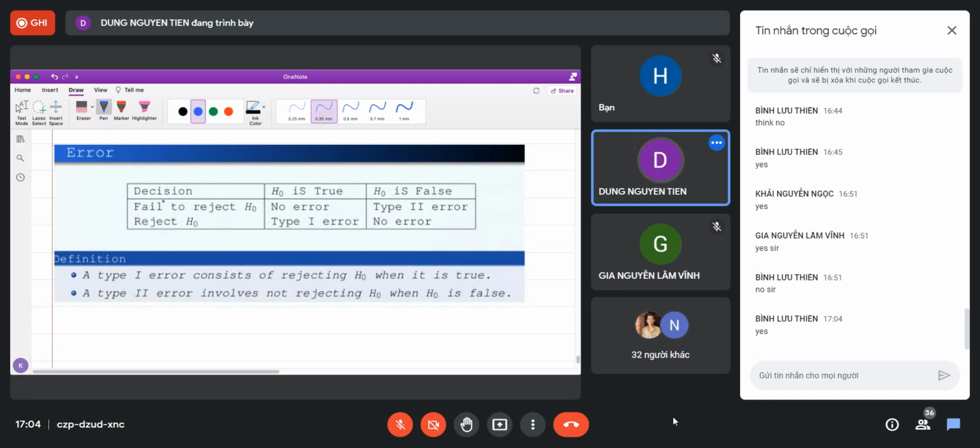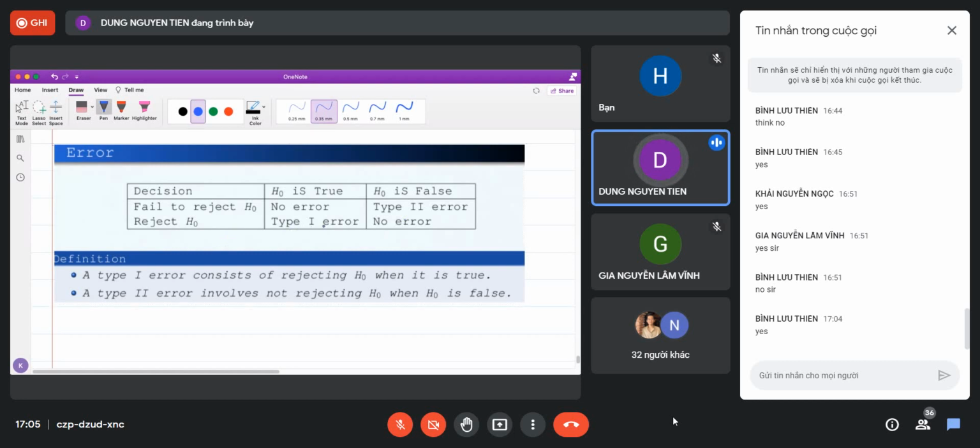Now, you can make some error with your conclusion. When the null hypothesis is true, and you fail to reject the null hypothesis, it means that you don't reject it. Then you make no error. If the null hypothesis is false, and you reject the null hypothesis, then you make no error either. All right, so that is really good. However, the test is not perfect, right? And you can make some error.